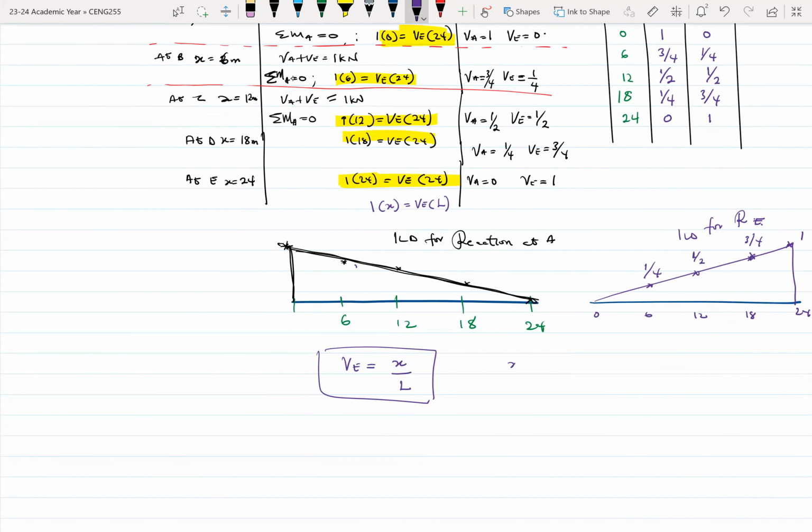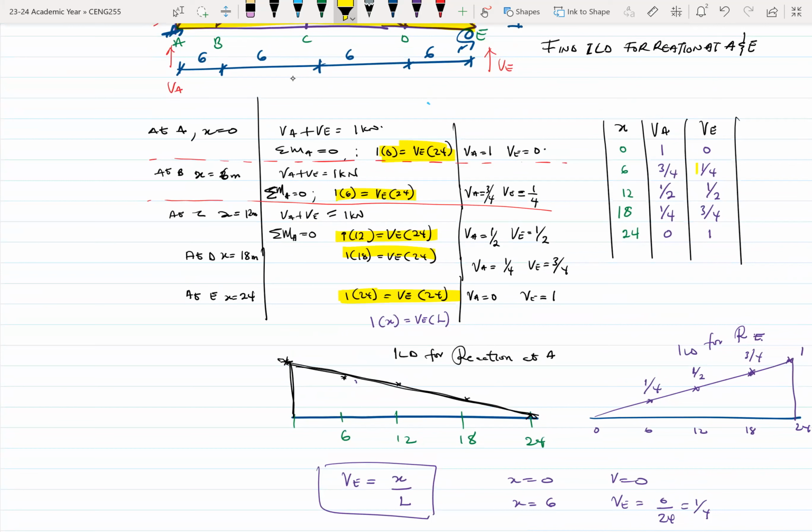It means that when X is 0, VE goes to 0. When X is 6 meters, in this case, VE becomes what? 6 over 24, which is 1/4. When X is 12 meters, VE is 12 over 24. And now that becomes what? Half or 2/4. So that's how we are able to write those equations, all right, without much stress.